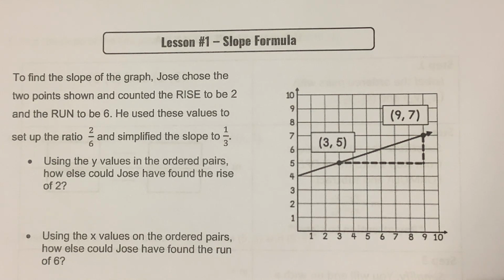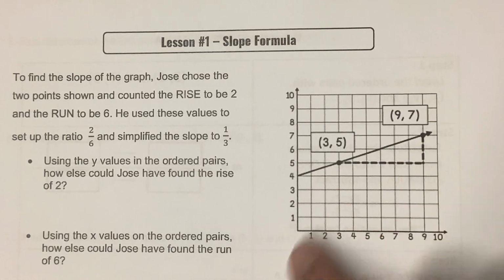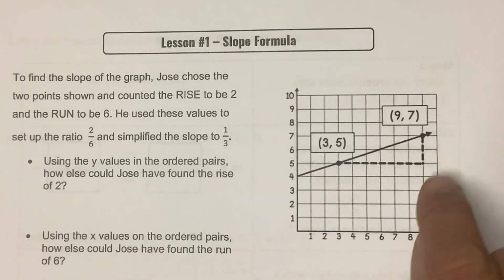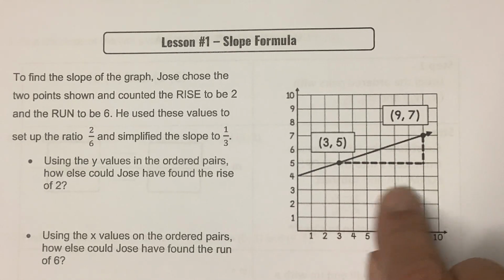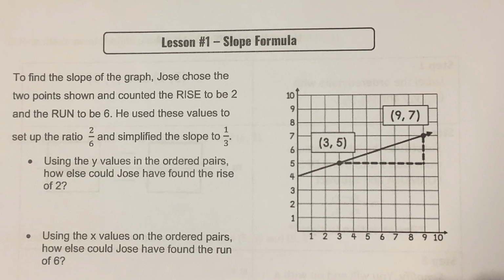All right. To find the slope on a graph, Jose chose 2 points, (3, 5) and (9, 7), and he counted the rise to be 2 and the run to be 6, and he used those values to set up his ratio, 2 over 6. Then he simplified it to 1/3. How, using the y values in the ordered pairs, how else could he have found a 2?